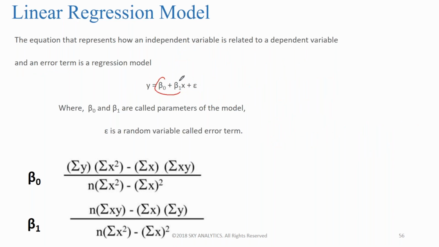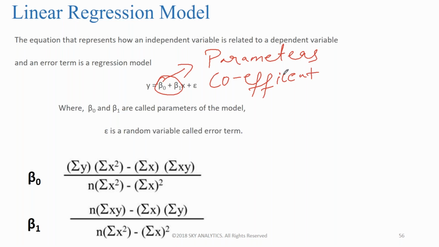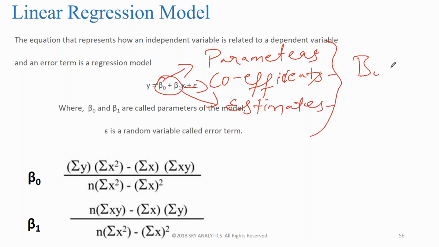Now this beta naught and beta 1 together are called your parameters, or you can call them coefficients. In some books they call them coefficients, in some books parameters, and in other books they also call them estimates. So estimates, coefficients or parameters, it is one and the same, that is beta naught and beta 1. Together they are the parameters, coefficients or estimates of the model.